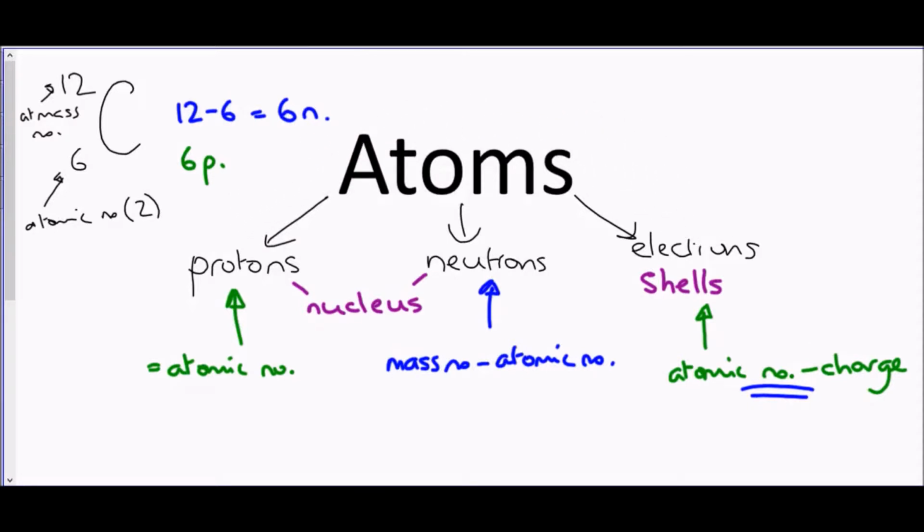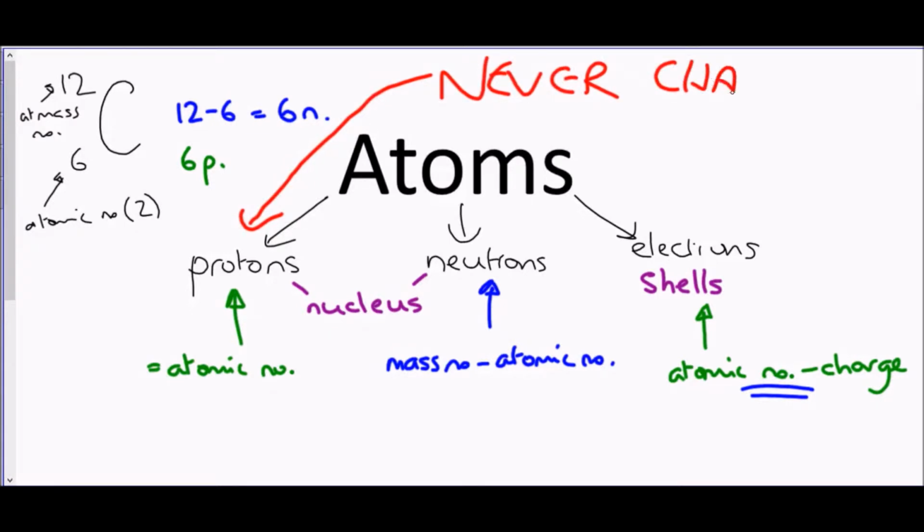One more thing I'd like to make clear before we proceed is that the number of protons never changes. If we look at carbon, in the nucleus of a carbon atom there are 6 protons. If that number changed, if for example there were 7 protons, then that would no longer be an atom of carbon.